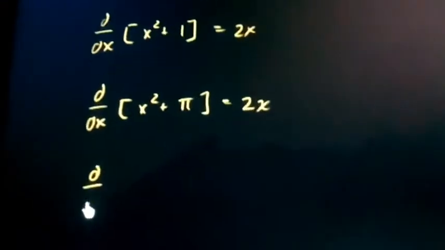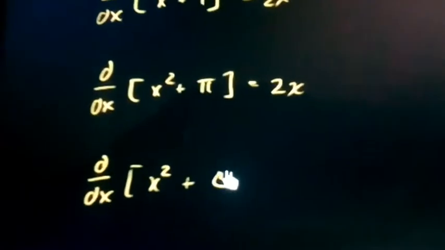The derivative with respect to x of pi, of a constant, is just 0. The derivative with respect to x of 1 is just a constant, it's just 0. So once again, this is just going to be equal to 2x. In general, the derivative with respect to x of x squared plus any constant is going to be equal to 2x. The derivative of x squared with respect to x is 2x.